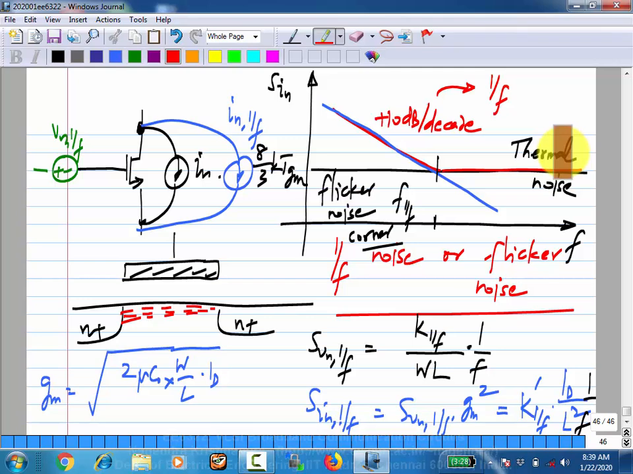And then sometimes, with some processes, it actually reduces. But in really modern processes, this corner can be as high as hundreds of megahertz or gigahertz, but it depends on the size of the transistor. And also, typically it is lower for PMOS than for NMOS, but not universally. There are some processes in which they are about the same, and also some processes where NMOS has lower flicker noise.